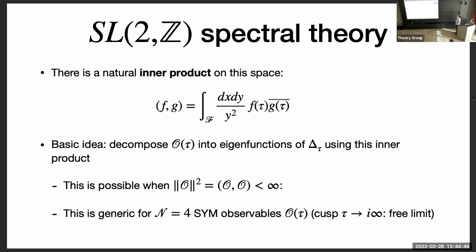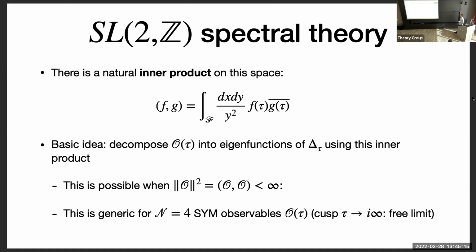Now, this decomposition, which I'll refer to as a spectral decomposition throughout the talk, is possible when the observable is square integrable with respect to this Petersson inner product. This is what didn't work for CFT partition functions, but it turns out to be rather generic for N=4 observables for the simple reason that observables are finite on the interior of moduli space. You have to worry about boundaries, and in particular, you have to worry about the cusp.